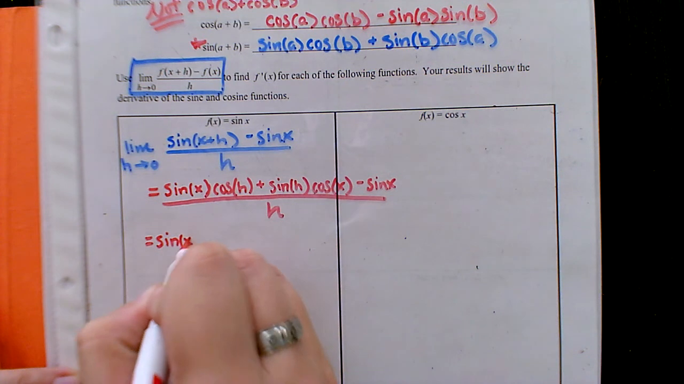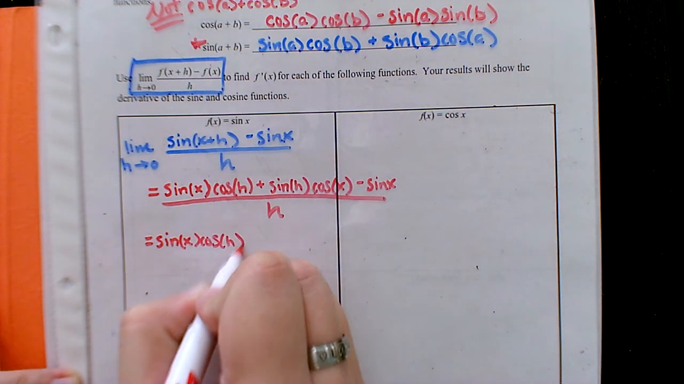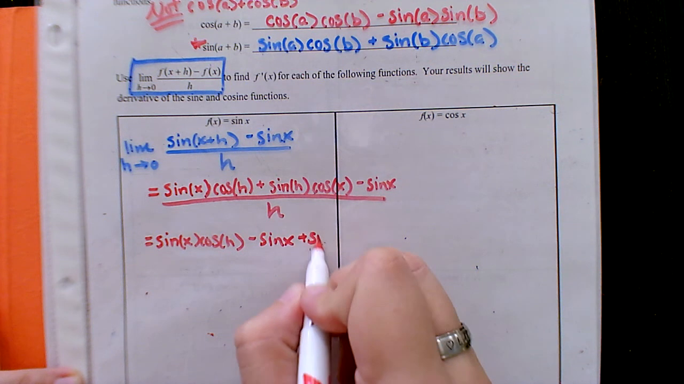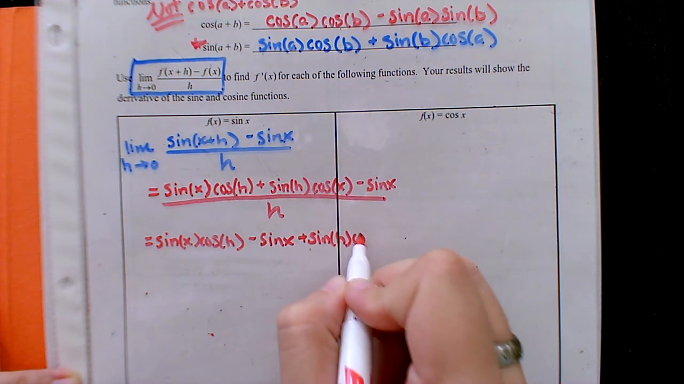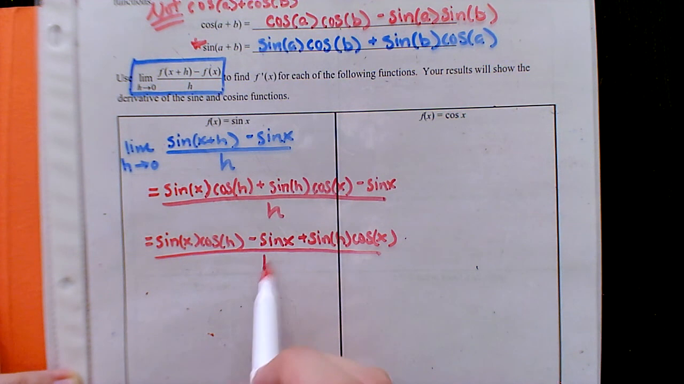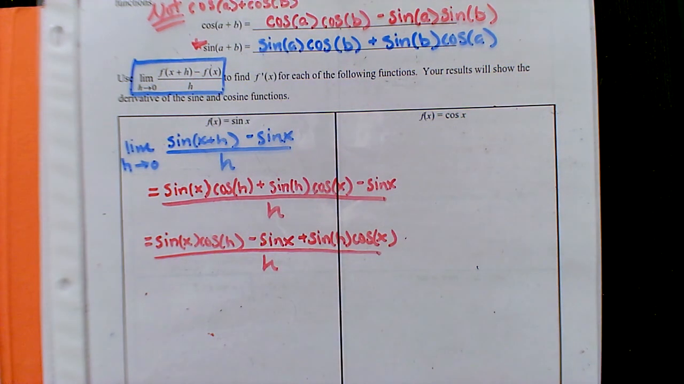So we're going to have sine of X cosine of H minus sine of X plus sine of H cosine of X, that's all over H. All right.